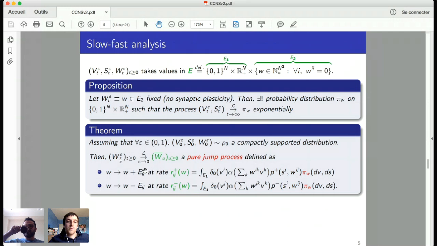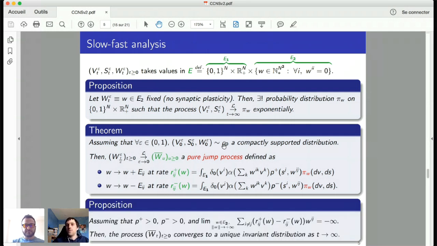And here, the E_ij are the canonical basis of the n by n matrices. So now we have this limit process, and we studied the long time behavior of this process. In particular, we found conditions for which we have a convergence of our limit process W bar, and so convergence to its unique invariant measure.